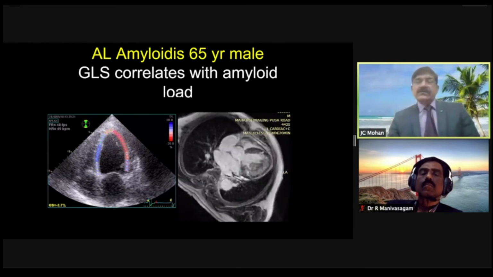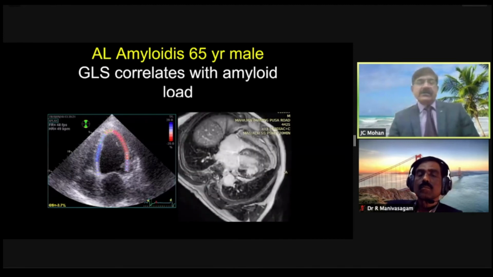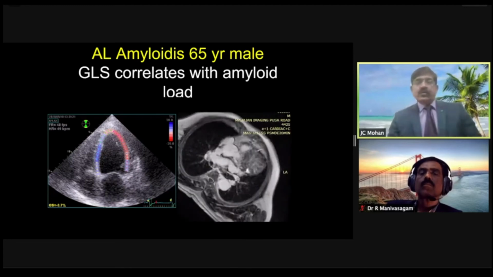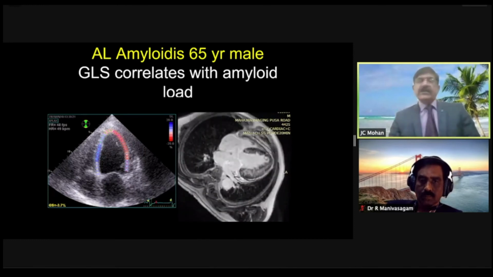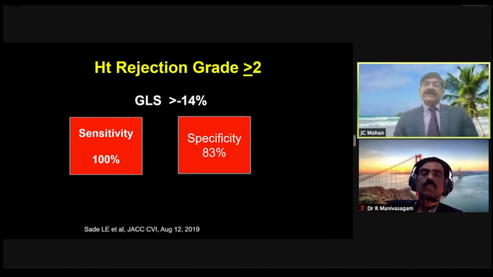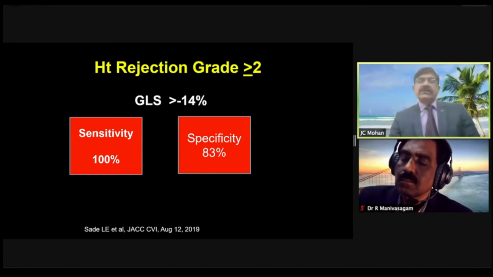The contrast-free area is minimal actually in the left ventricle, and the global longitudinal strain is just minus 3.7, indicating very large amyloid load, which can be predicted by longitudinal strain. And you don't have to necessarily look at cardiac MR. Of course, both are complementary. Heart transplant rejection is another thing which has been talked about. It has been suggested that a grade 2 or more rejection can be predicted in case global longitudinal strain is 14% or less, with a very high degree of sensitivity and specificity.